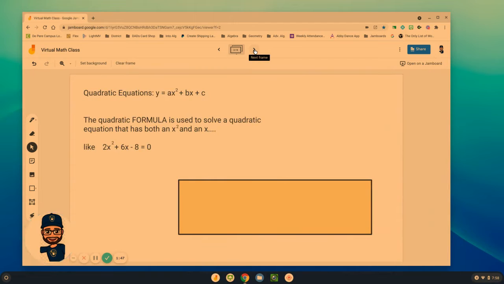Now we're going to need to definitely take some notes. It's really important that we look at taking notes on the quadratic formula. As I said, quadratic equations are always y equals ax squared plus bx plus c. And the quadratic formula really helps us solve all of those types of equations that have the x squared and the x in them. So something that looks like 2x squared plus 6x minus 8. That's a quadratic, and we can use this formula.